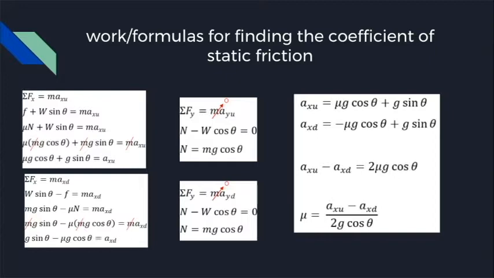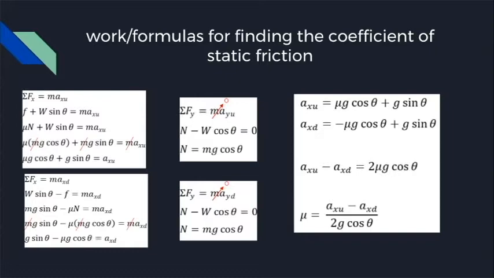The next step is finding the sum of the forces as the cart goes down the track. So, as we can see from our free body diagram, for the sum in the x direction, W sine of theta minus the friction force equals max down. W equals mg, so now we have mg sine theta minus mu N equals max down.